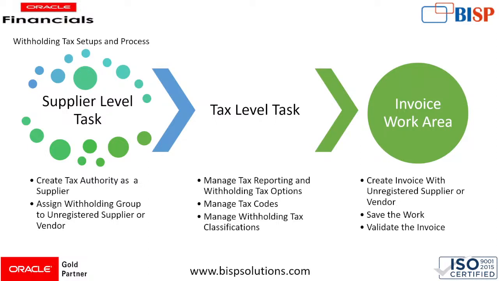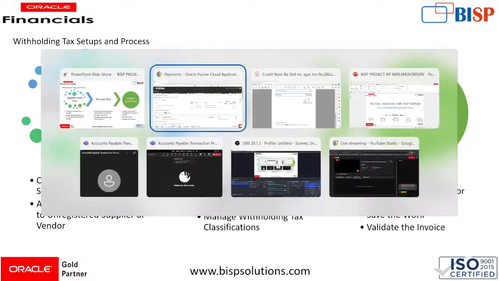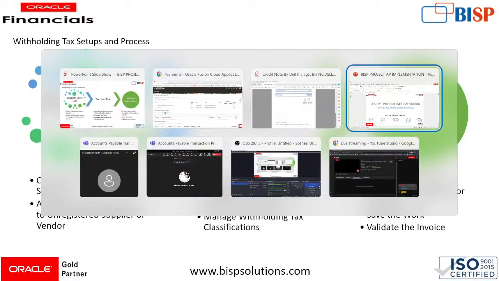And then we will create one invoice with the unregistered supplier or vendor and see the tax calculation with that as per the use case, right? So let us navigate to the application to perform the task.